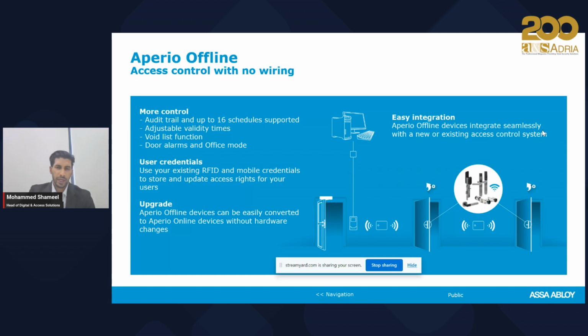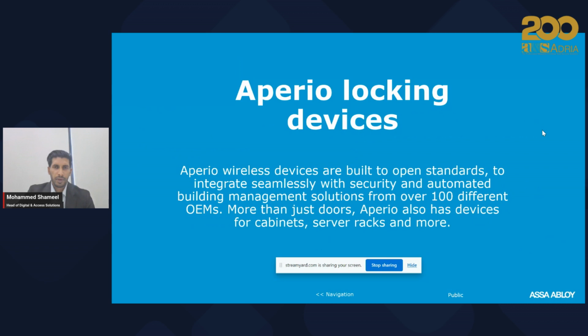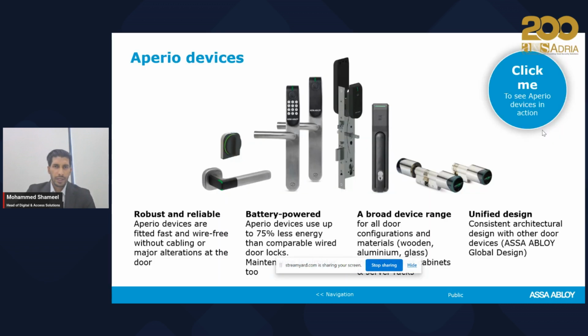So basically, we are looking at a delayed online system instead of a complete offline system. In terms of the locking device itself, these are some of the European range of products that we have. Mainly, these are battery operated, as I was saying earlier, and the battery life cycle for the products could vary from somewhere from 2 years to 4 years, depending on the model you choose.